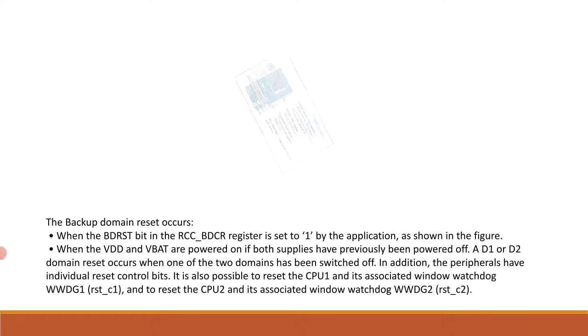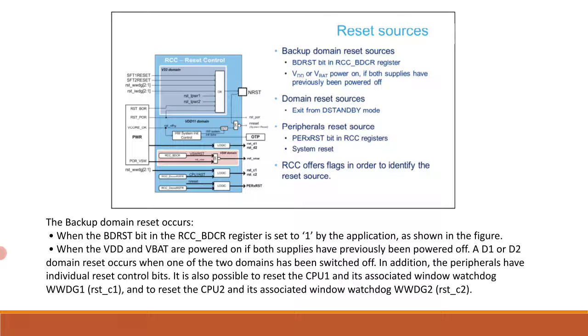So backup domain reset occurs when the BDRST bit in the RCC_BDCR register is set to 1 by application as shown in this figure. When the VDD and VBAT are powered on, if both supplies have previously been powered off, a D1 or D2 domain reset occurs when one of the two domains has been switched off. In addition, the peripherals have individual reset control bits.